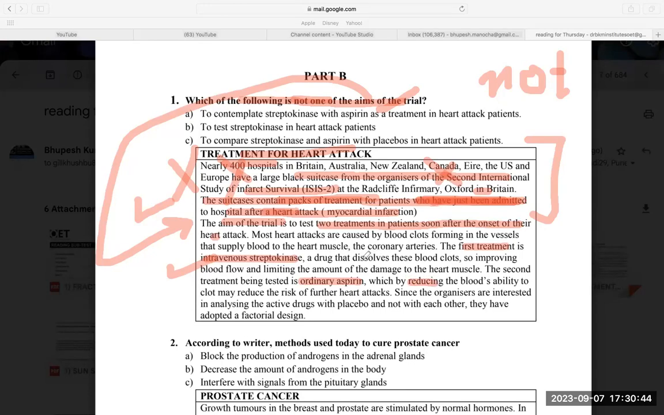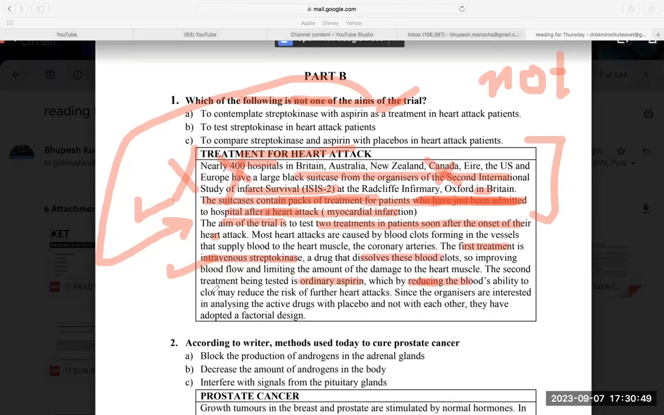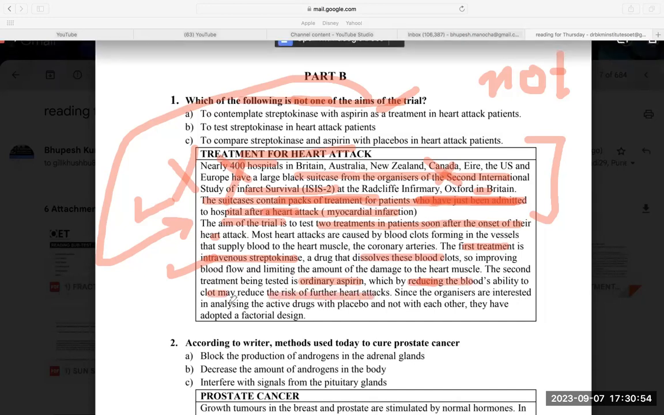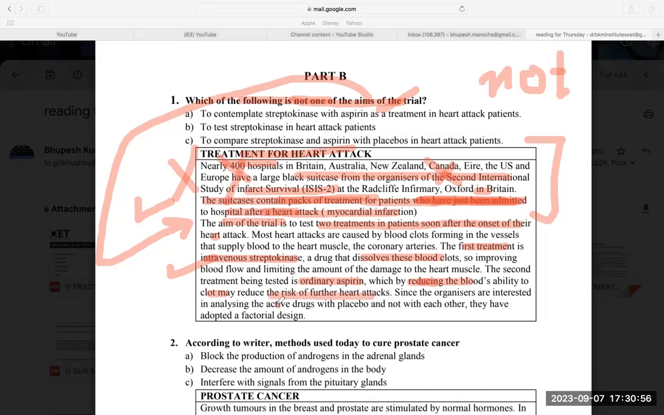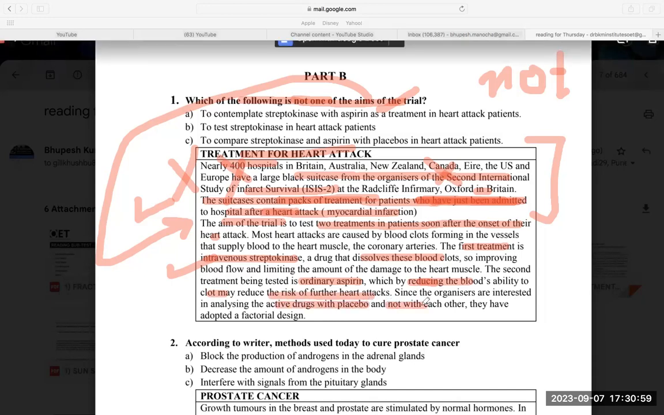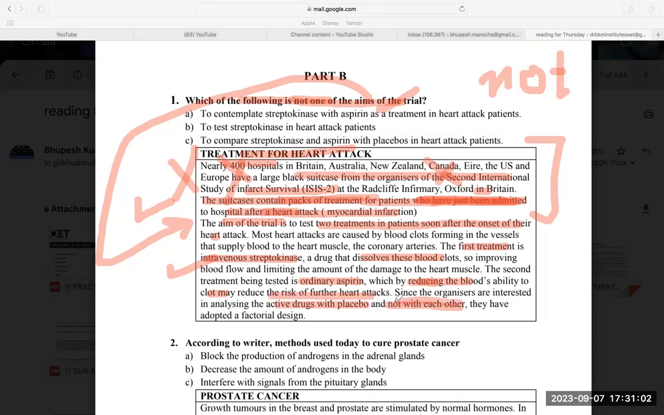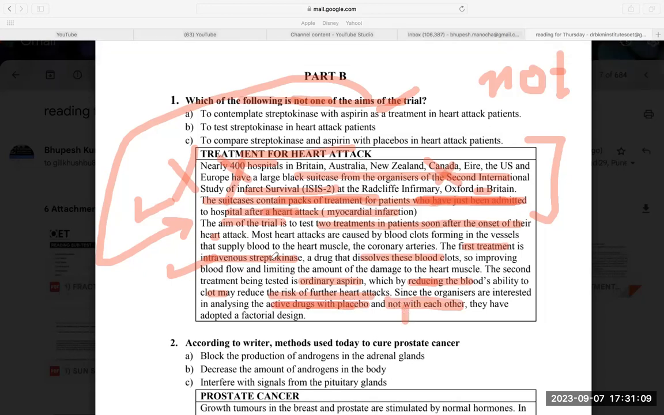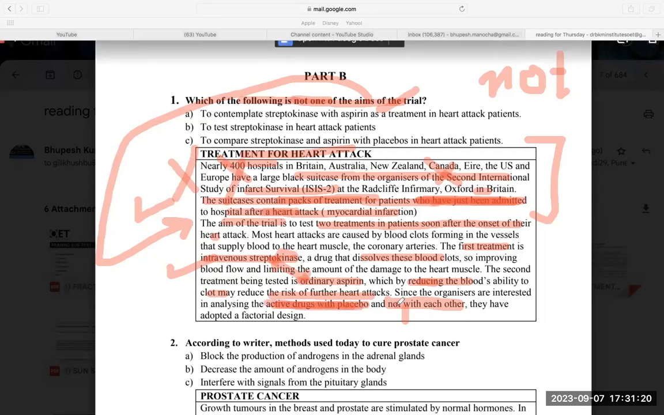What the first drug does, it dissolves the clots. And what this drug does, it reduces the blood's ability to clot, and reduces the risk of further attacks. Since the organizers are interested in analyzing the active drugs with a placebo and not with each other, this line is very important. They want to analyze the active drug with placebo and not with each other. That means they don't want to compare streptokinase with aspirin. They do not want to compare these two active drugs with each other. They want to compare the active drug with placebo and not with each other.